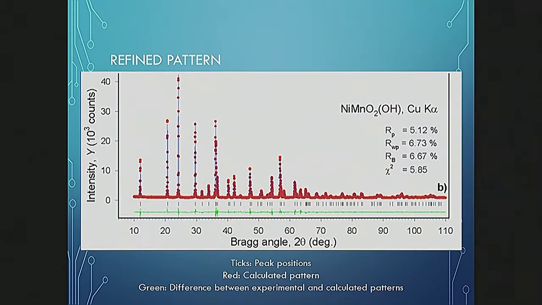This is an example of a good fit, a refinement fit. The red dots represent the calculated pattern, which is overlaid onto the experimental pattern. As you can see, the residual parameters are much less than 10%, which indicates it's a good fit. These ticks represent the peak positions, the 2 theta positions for the phase. And the green represents the difference between the calculated phase and the experimental phase. As you can see, it is pretty much a straight line, indicating they're very similar.